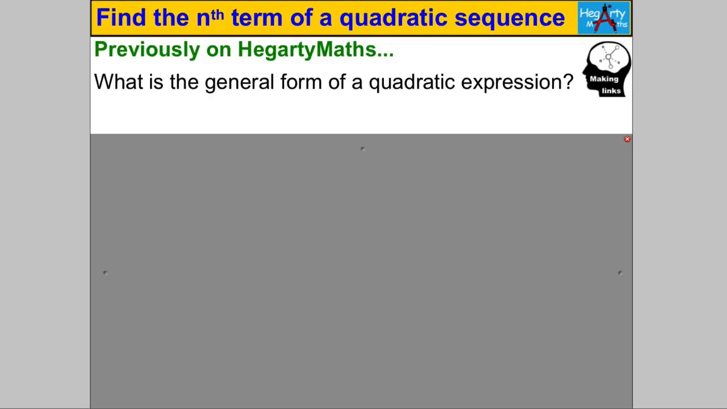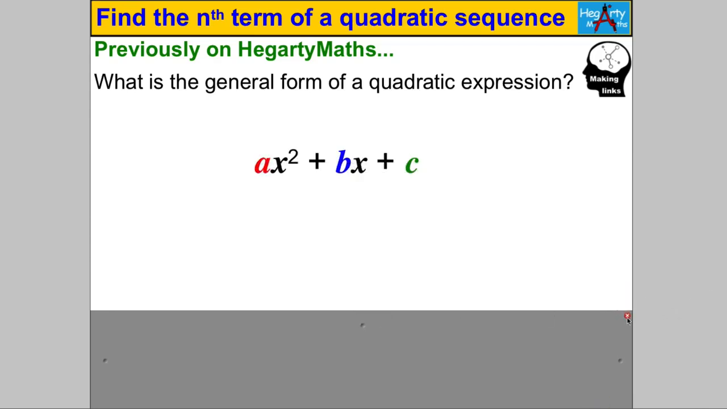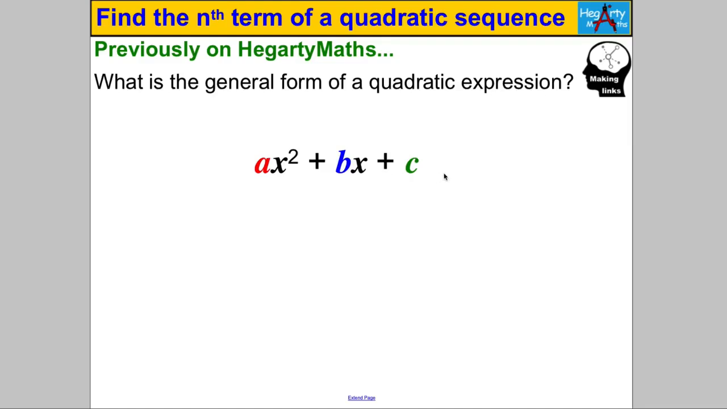If I asked you what the general form of a quadratic expression is, what would you say that is? Well, usually we've thought of it in the past as something like ax squared plus bx plus c. That's a general quadratic in terms of x squared. But if we're dealing with the nth term of a quadratic sequence, it's going to be in terms of n's. So we're going to be looking for something of the form an squared plus bn plus c. So our nth term is going to look something like that.